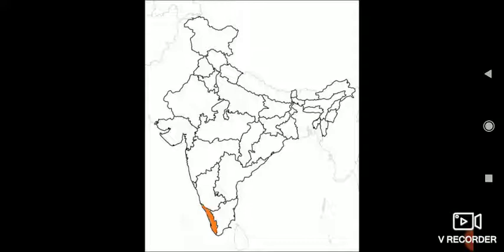Shade very neatly. It should not come outside, I mean the border of India. It should not come inside the Arabian Sea, or it should not touch the area where the water body is there. Okay, it has to be there only inside the state, inside the border. Make sure you're drawing and coloring it very neatly.